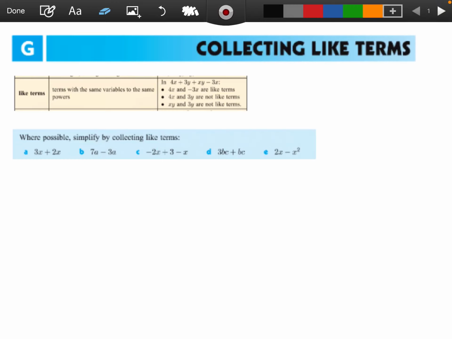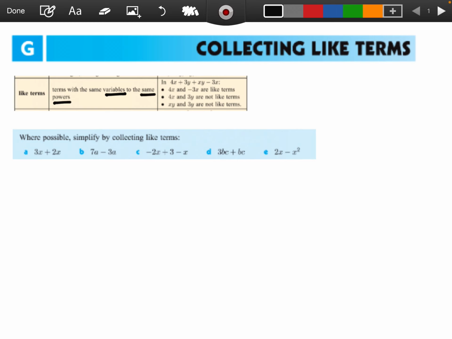Hi, so this video is going to be about collecting like terms. Before we get to the process of collecting like terms, we need to ensure that we understand what like terms are. From the vocabulary list that you worked on last day, you would have discovered that like terms are terms that have the same variables to the same powers.